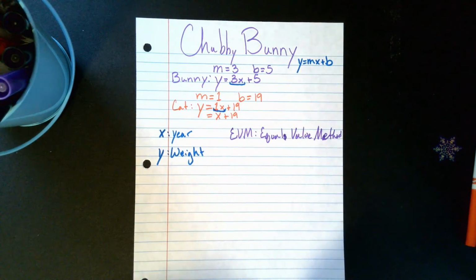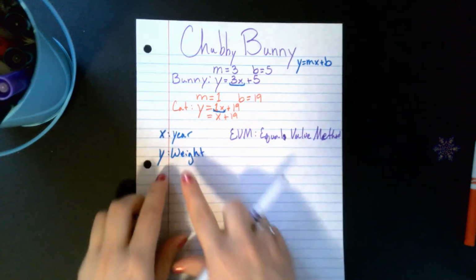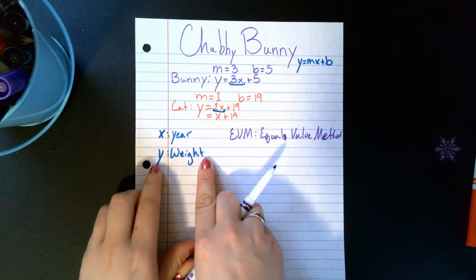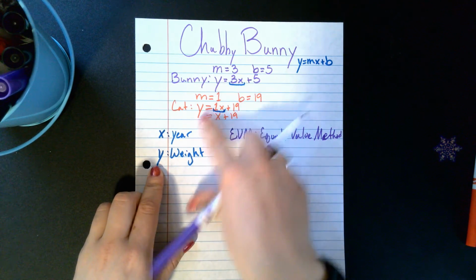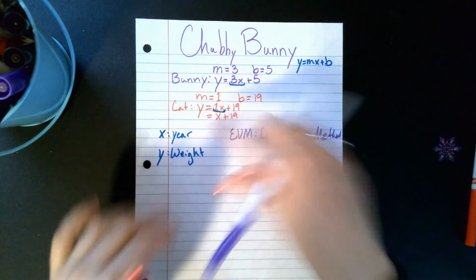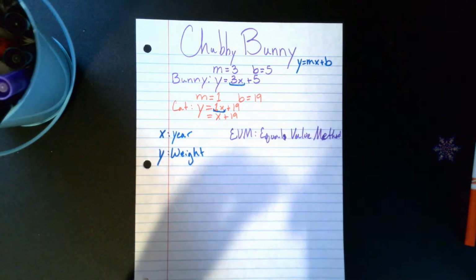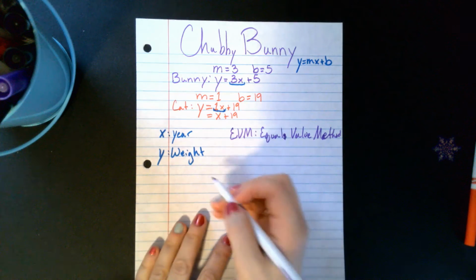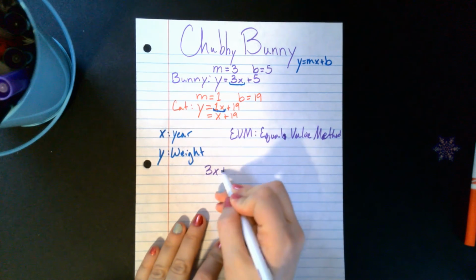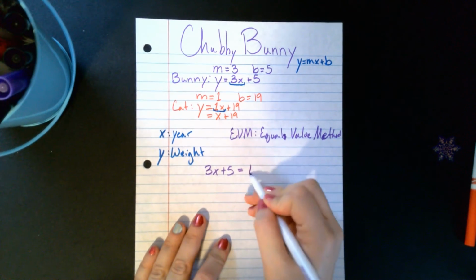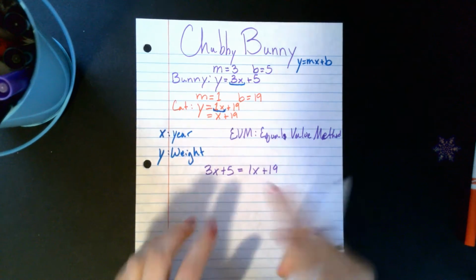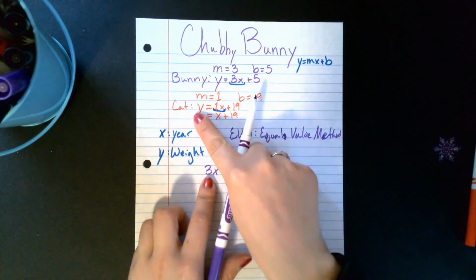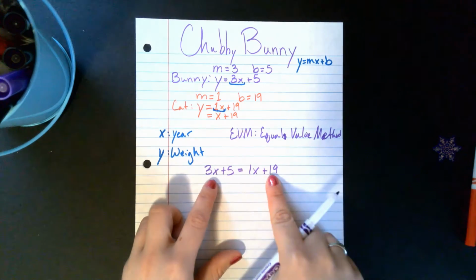The last sentence of this problem is, when will the bunny and the cat weigh the same amount? So what I'm looking for is to figure out when Y is the same for both of these equations. Because I want to assume that Y is the same, I'm going to do 3x plus 5 equals 1x plus 19. Because I want to know when these two are equal. I want to know when Y is the same number. So when are these two equal?